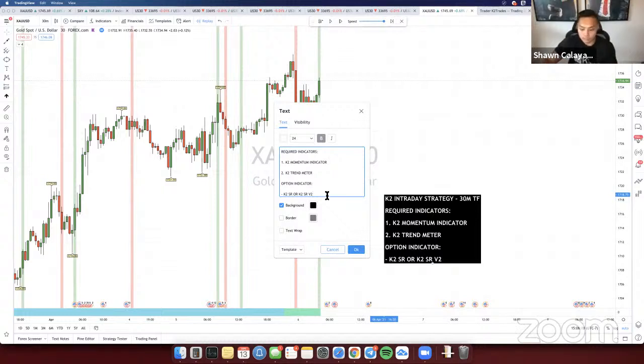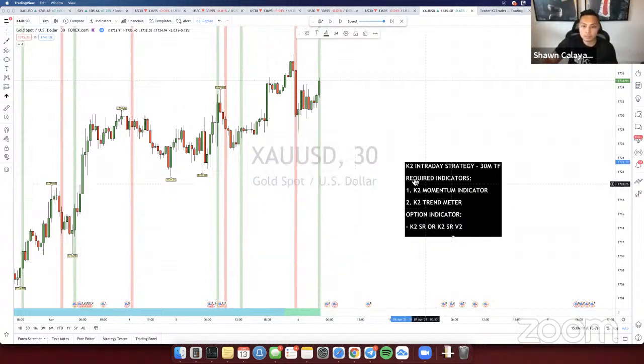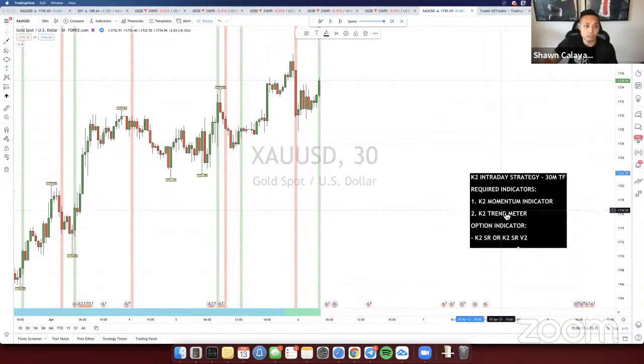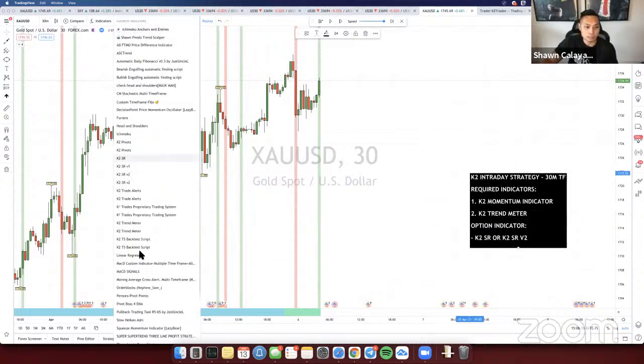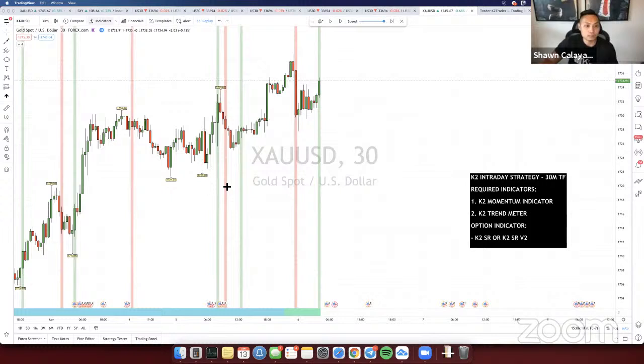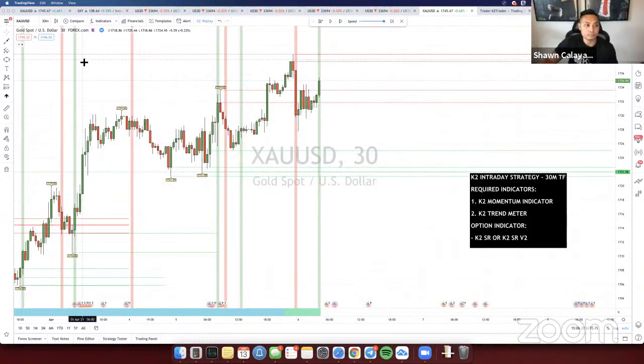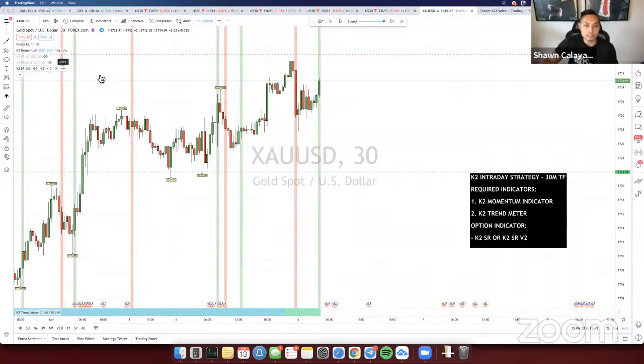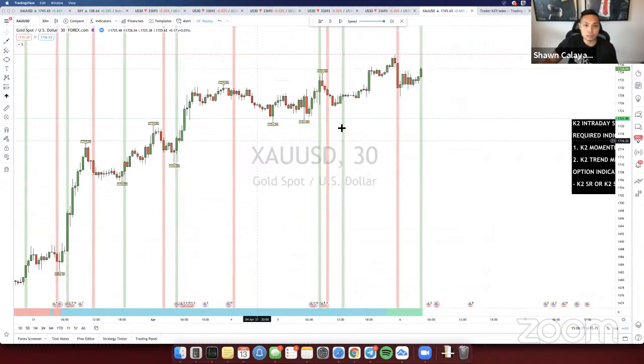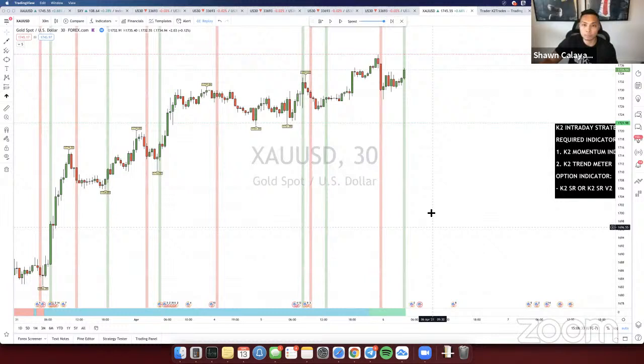So the difference between the K2 indicator, the K2sr indicator and the K2sr version 2 is that... I'll just add them both to the chart for you here. Let's see. So we have SR and SR2. Okay, so the main difference between the SR and the SR2 is that the SR only shows you the closest support and resistance, right?